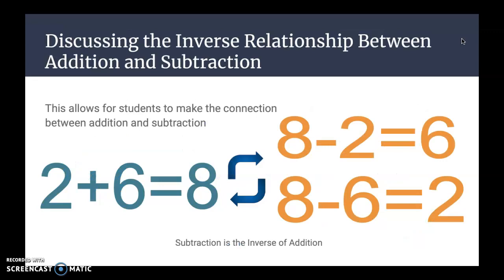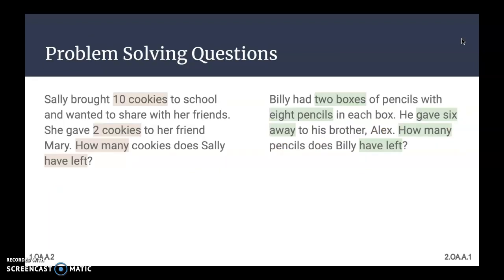For some students, adding will come a lot easier than subtraction. One way to help those students who struggle with subtraction is showing them that subtraction is just the inverse of addition. Adding 2 and 6 results in 8, and using those same numbers, rearranging them will give us 8 minus 2 equals 6, and 8 minus 6 equals 2.